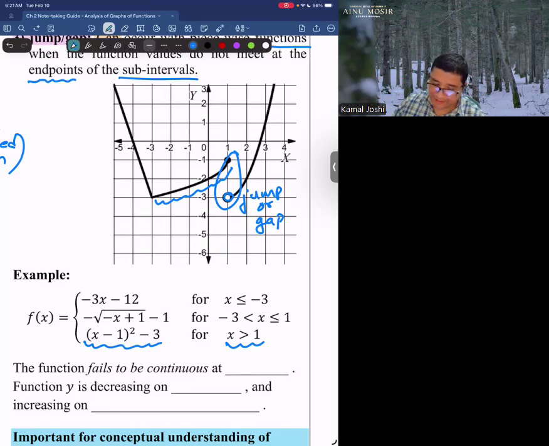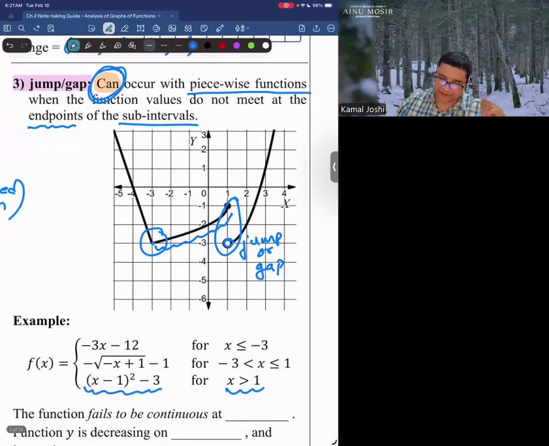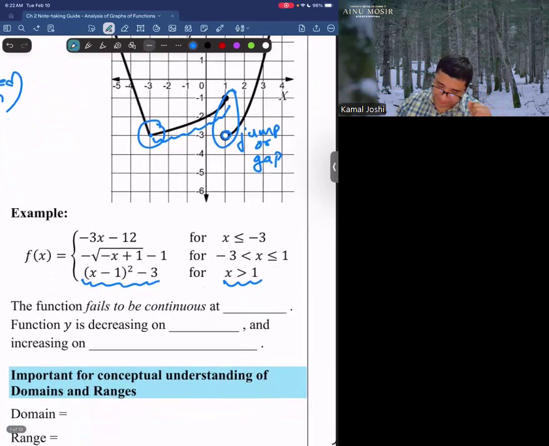All right. And as I had said, it can occur, does not always have to occur, right? On the other endpoint of that same middle piece, both the left function and the middle function meet at this point. So although there are two different rules, they meet at that point and it is continuous. On the other end, it is not continuous. Okay, that is called jump discontinuity.